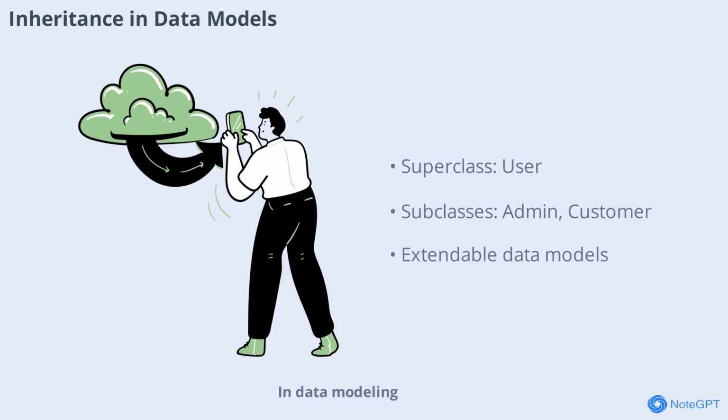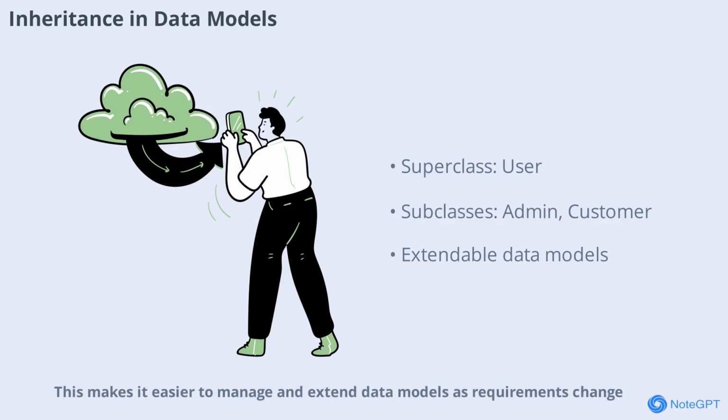In data modeling, inheritance helps define relationships between different types of data. For example, a user superclass might have properties like username and email, while subclasses like admin and customer inherit these properties and add their own specific fields. This makes it easier to manage and extend data models as requirements change.